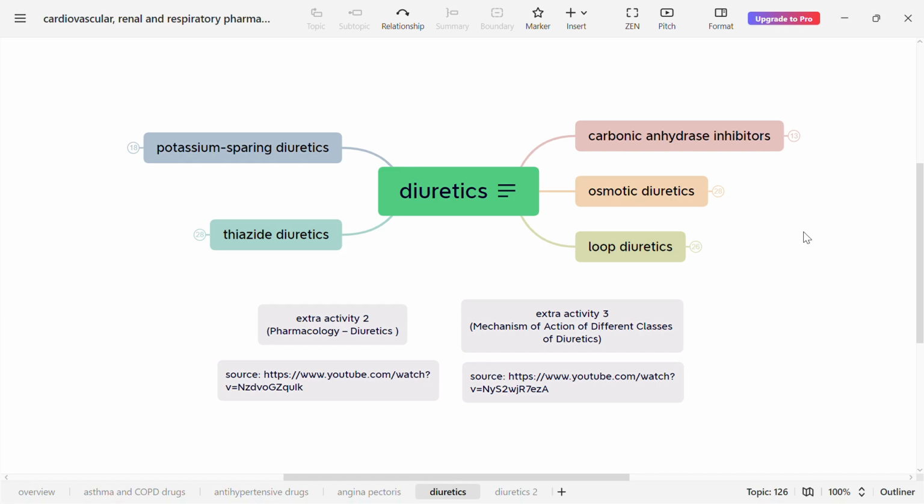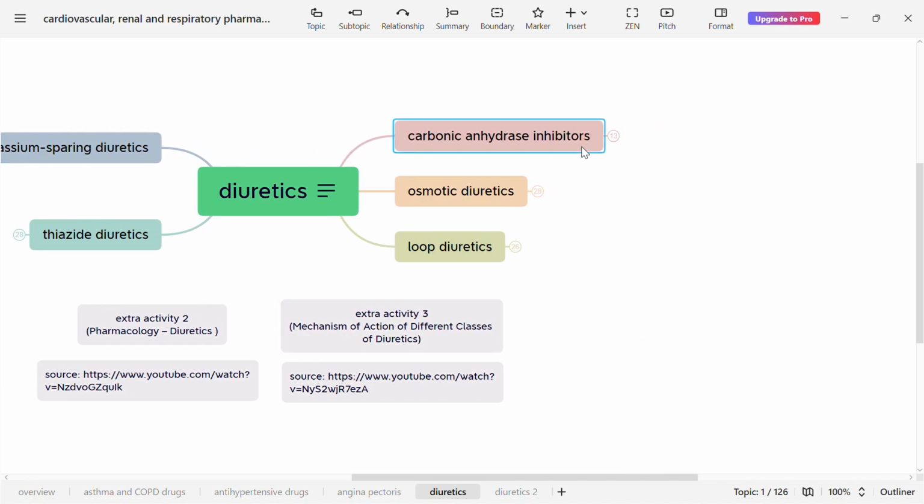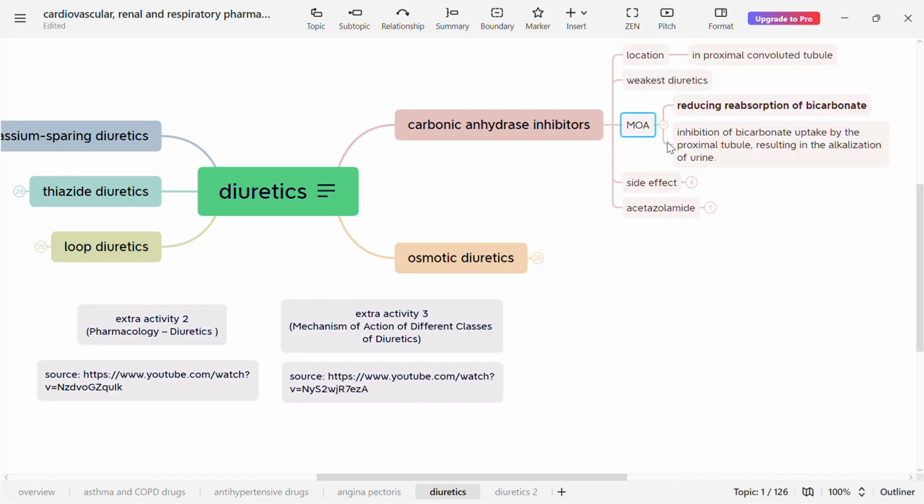Hi, so now we will continue to extra activity 3, the mechanism of action of different classes of diuretics. Moving to the first one, carbonic anhydrase inhibitors. The location is the proximal convoluted tubules of the nephrons, with the mechanism of action of reducing reabsorption of bicarbonate. Inhibition of bicarbonate uptake by the proximal tubules will result in the alkalization of the urine.